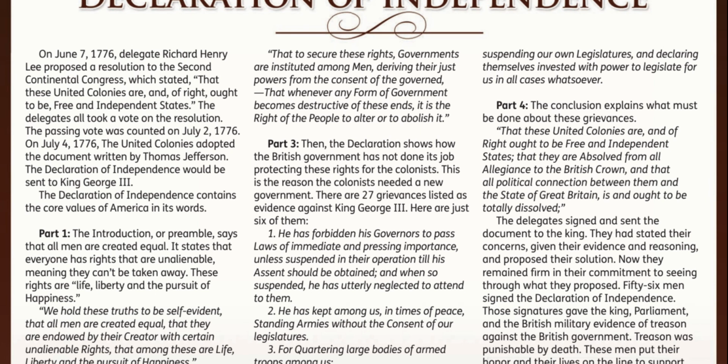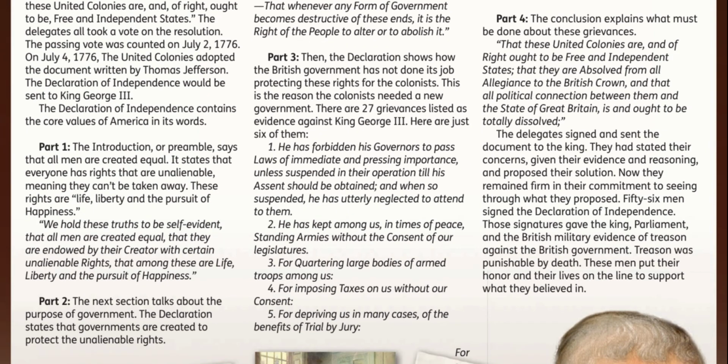Part 3. Then the Declaration shows how the British government has not done its job protecting these rights for the colonists. This is the reason the colonists needed a new government. There are 27 grievances listed as evidence against King George III. Here are just 6 of them.